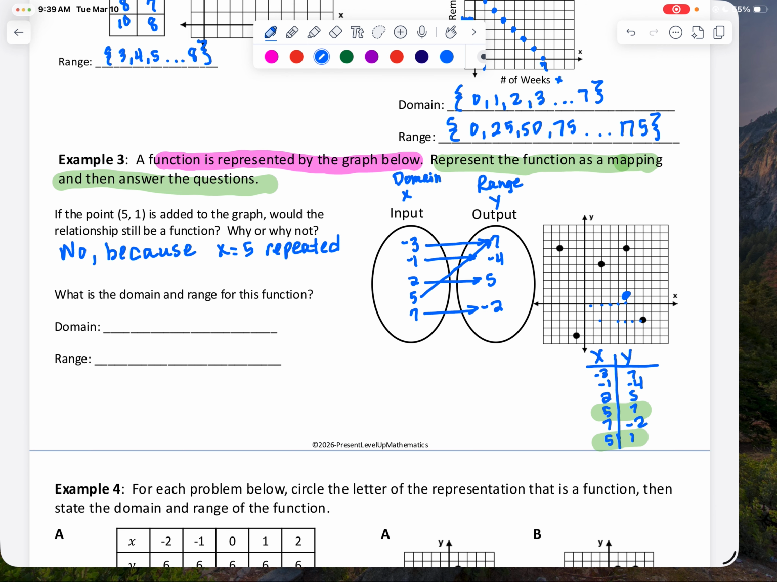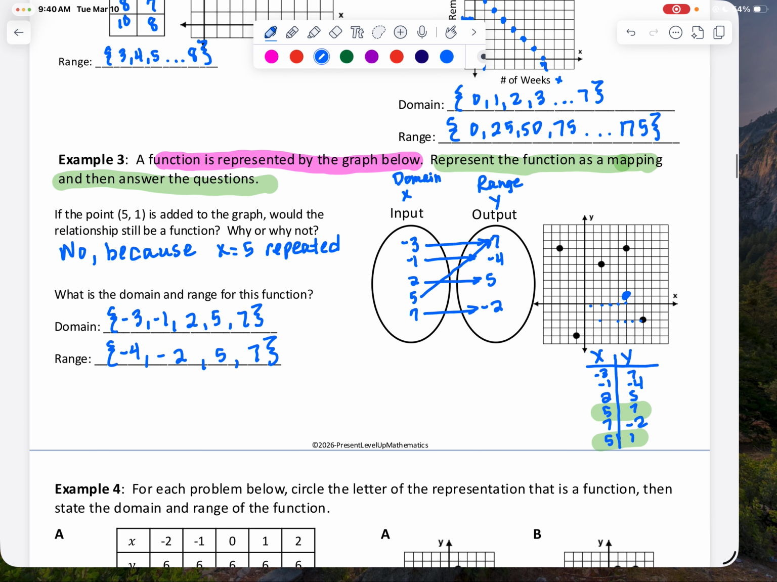Okay. All right, so for the domain of the function, we have -3, -1, 2, 5, 7. That's our X values. Now, for your range, remember I said most teachers, not all, but most are going to want you to put your values in numerical order. So I want to start with my smallest range value, which was -4, then -2, then 5, and then 7.